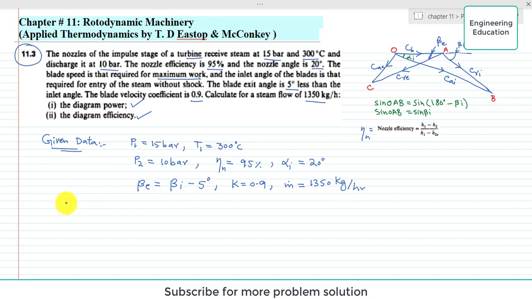We have to find the diagram power. So two things are required in this problem. First, to find the diagram power, and second, we have to find the diagram efficiency, represented by eta d. So these two things are required in this problem.